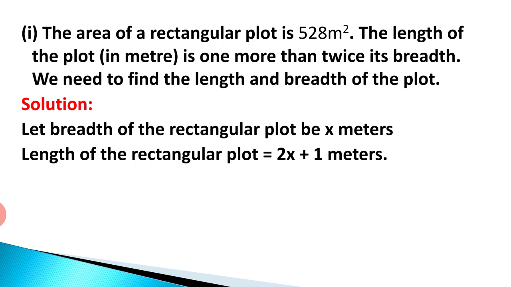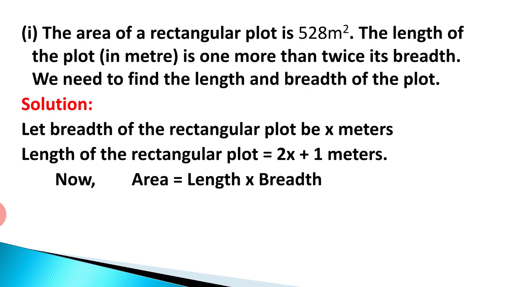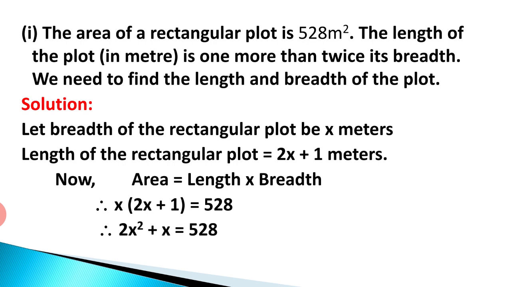Now what is area? Area of a rectangular plot is length into breadth. So here multiply the two. So x into 2x plus 1, actually 2x plus 1 into x, both are correct. So x into 2x plus 1 is equal to 528. Simplified, you will get 2x square plus x is equal to 528, and then bring it in standard form. So that is 2x square plus x minus 528 is equal to 0. So is it a quadratic equation? So we say yes, it is a quadratic equation representing the above situation, isn't it?